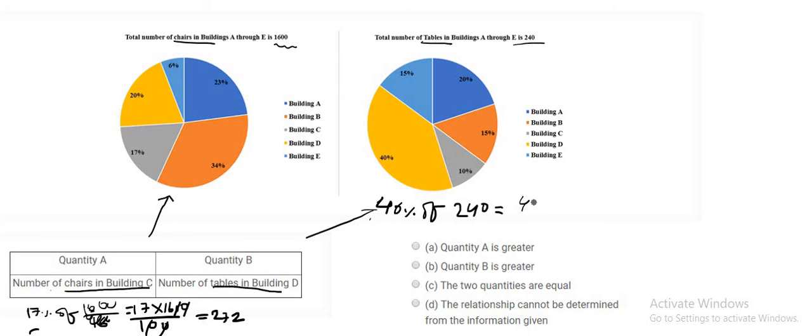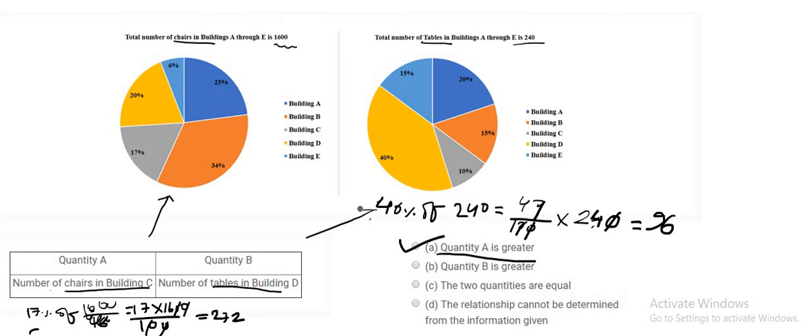So we can easily calculate, and apparently it will be smaller than quantity A, because there the total number was 1600, which is quite bigger than 240. So even without doing the calculation, it's pretty obvious that quantity A will be bigger. So from this we can get the answer: quantity A is greater.